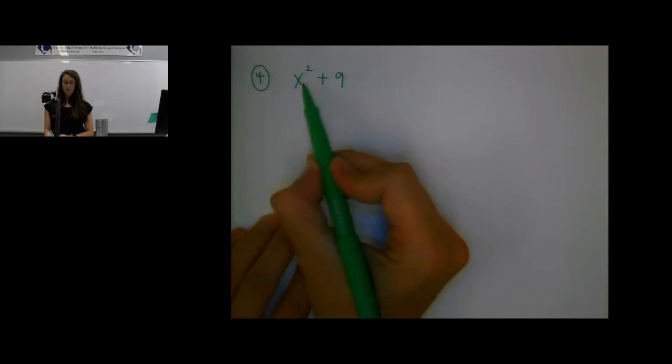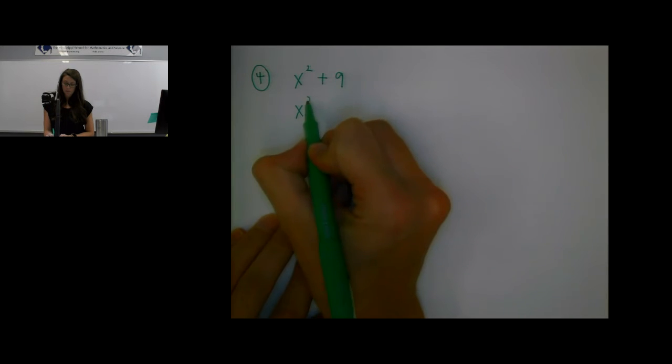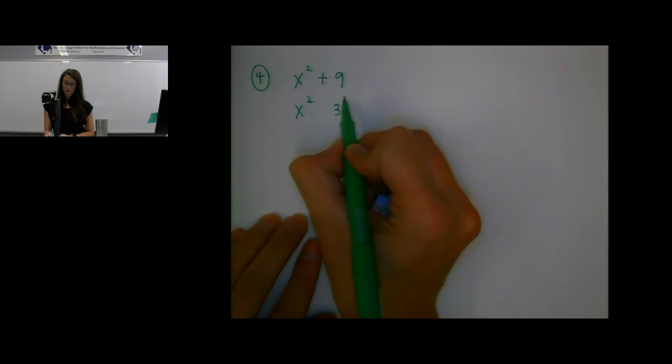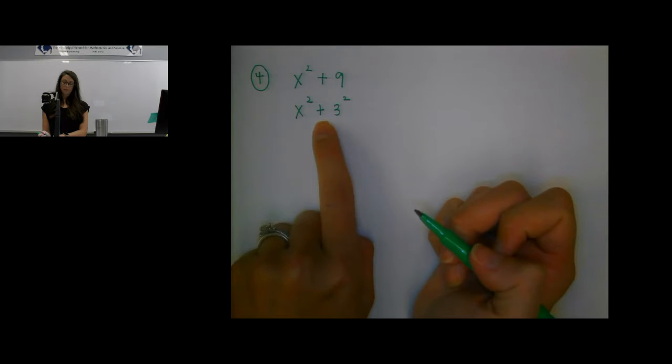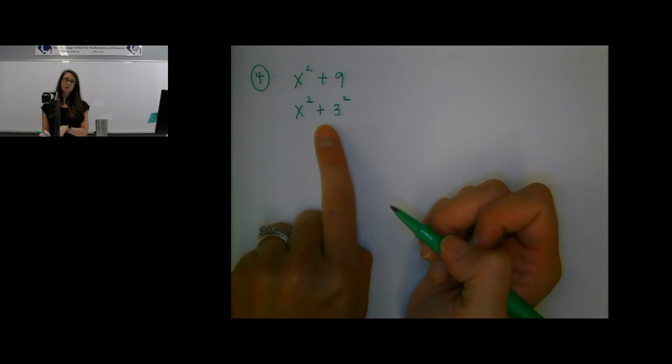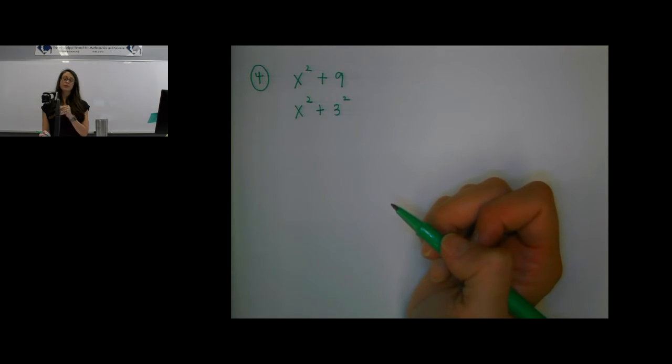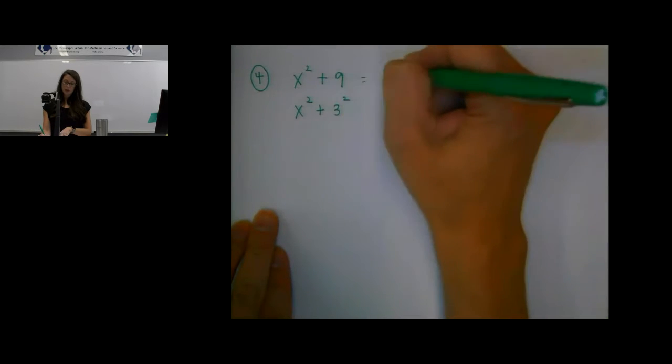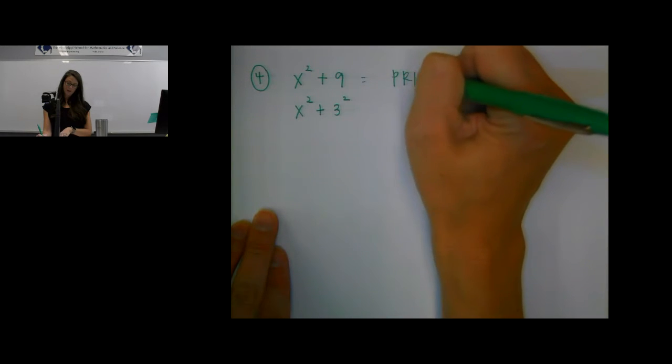No. My first term is a perfect square. My second term is a perfect square. But what do I have in between there? A plus sign. So can I factor this one? Is there a sum of two squares? And there's not. So this one is prime. It can't be factored anymore.